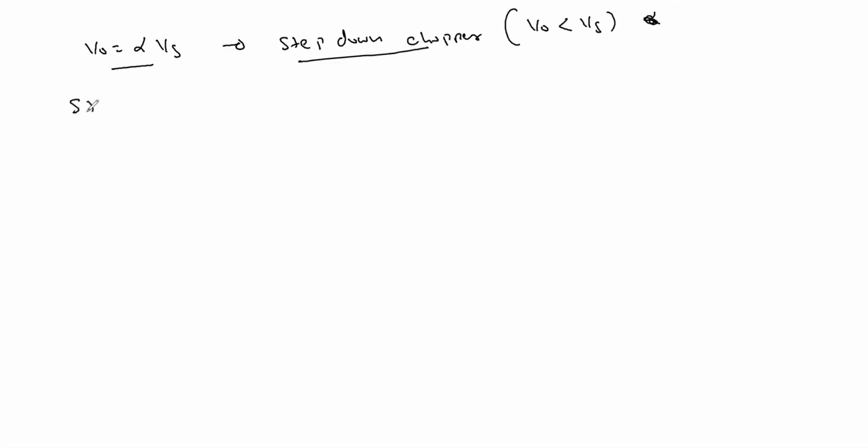If you look at the step up, what should happen here now? V naught is greater than Vs. How will this happen? Let us see here now. Step up chopper. The output voltage should be higher.